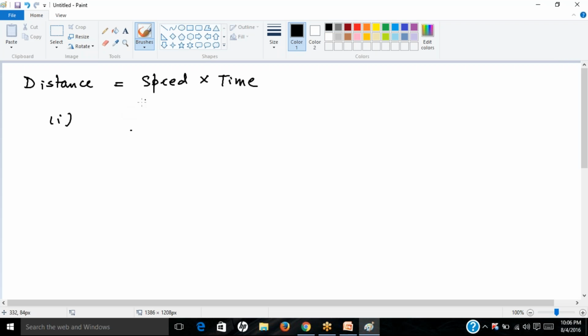Alright, so let's first quickly look at this. Distance is speed into time, right? So first thing, if I say that speed is a constant, that means what? Distance is directly proportional to time, isn't it?